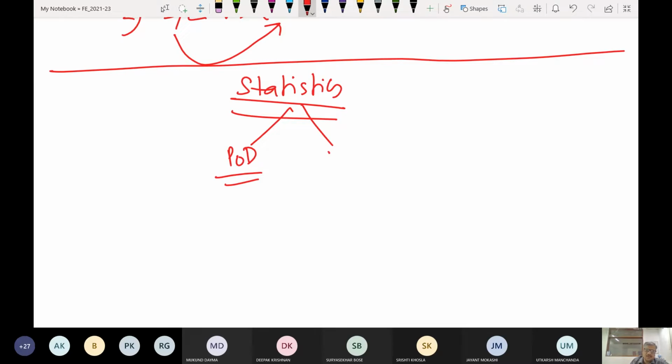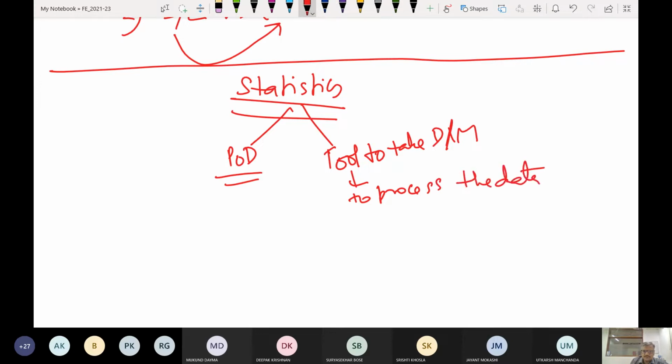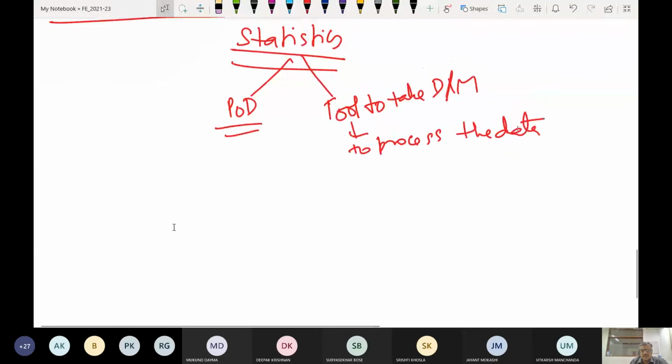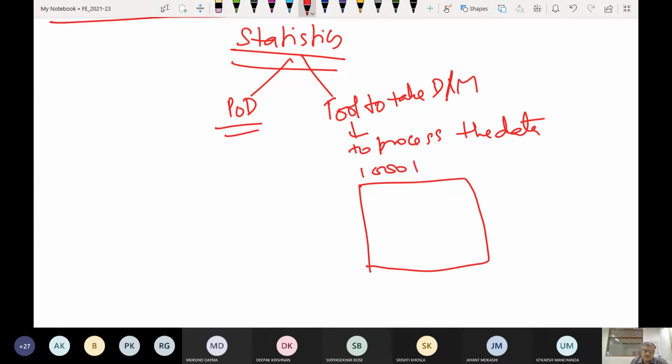The other is what we call tools to process the data. Tools to take decisions may not be very appropriate, so tools to process the data is more appropriate. When I say statistics in this way, a simple example: suppose I'm studying 1,000 people in a particular area, and I have to study something very simple, let's say weight. I would like to know whether they're obese or not.